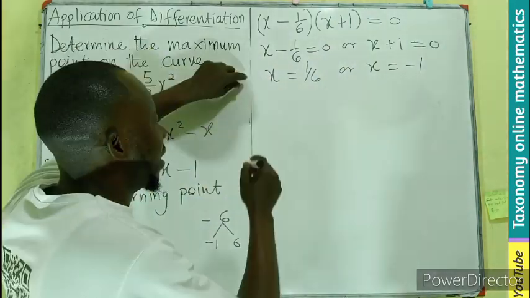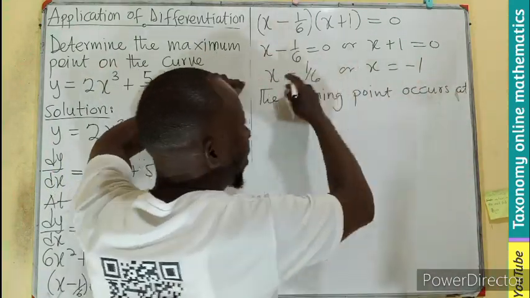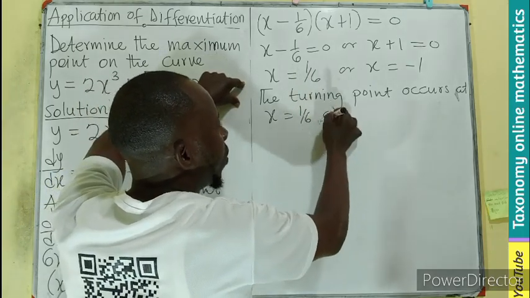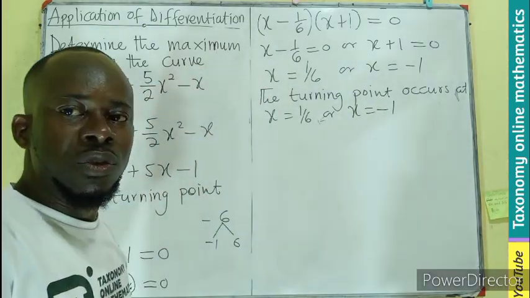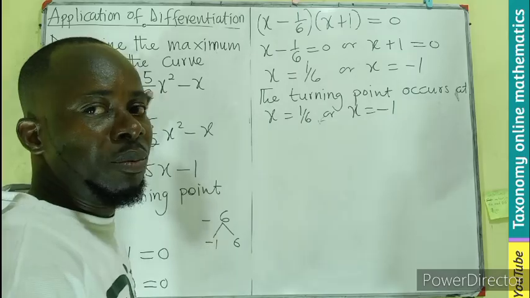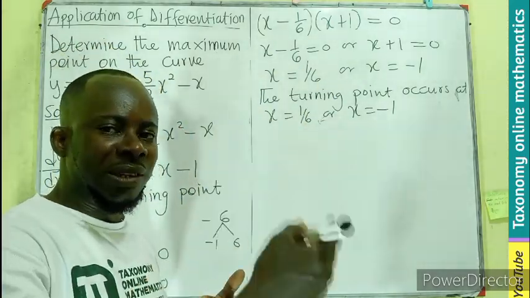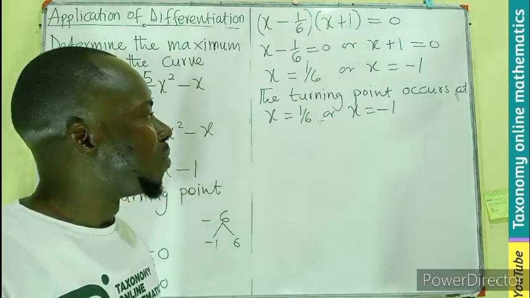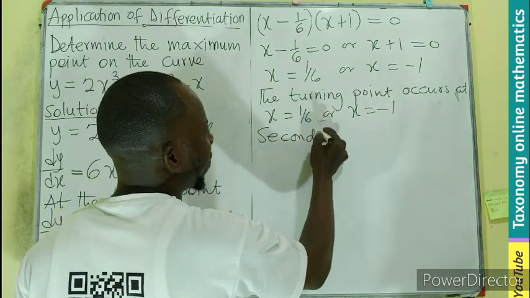So we can say that the turning point occurs at x equals 1 on 6, or x equals minus 1. So this is the value of x. They are saying maximum point, meaning we need the value of y. But since we have two, one will give us maximum, one gives us minimum. So we have to test for the maximum and the minimum. So we go for the second derivative.